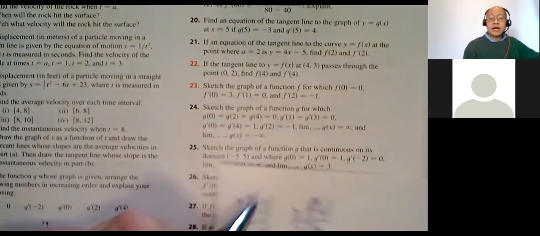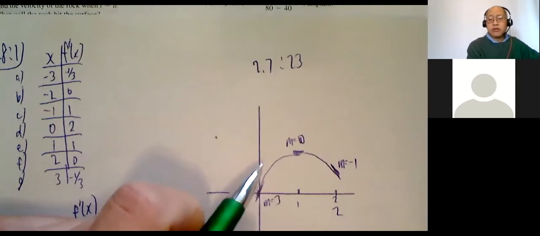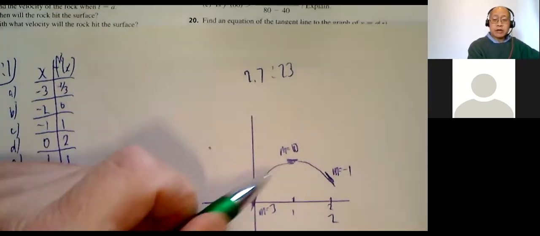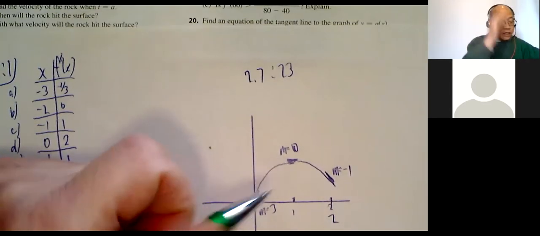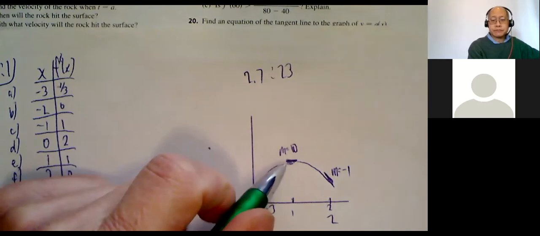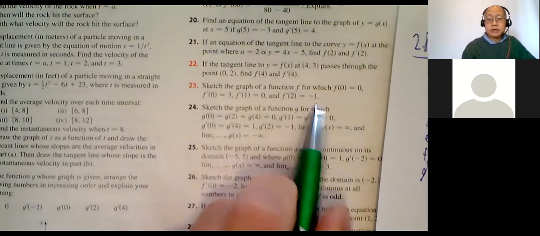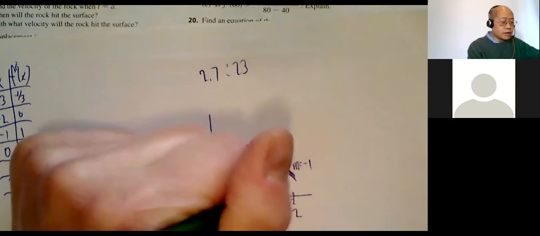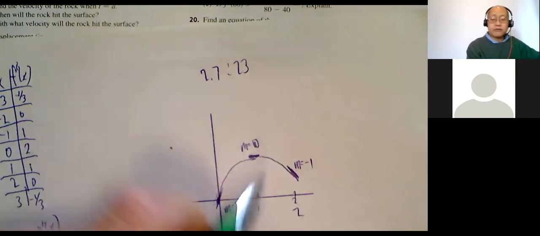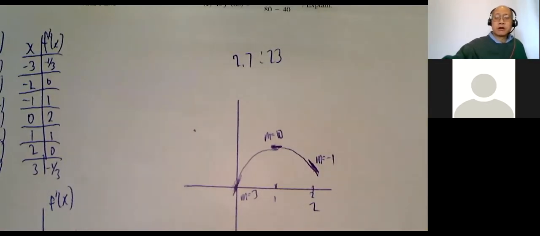Okay. And then the slope at x equals 1 is 0. Now you say, where's the y coordinate? I don't know. It can be anywhere. It's got to be higher, of course. So right here, slope is 0. So horizontal tangent. And by the time we reach x equals 2, slope is -1. -1 means falling at a 45-degree angle. Okay, so here's an example of a possible graph for number 23.